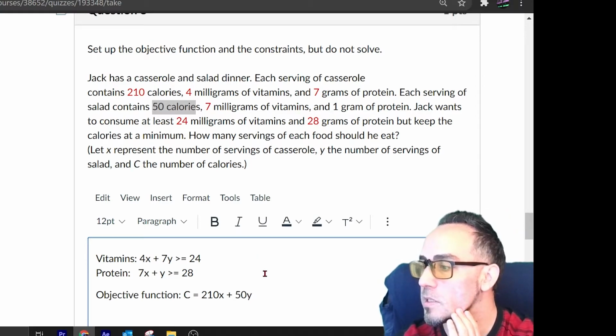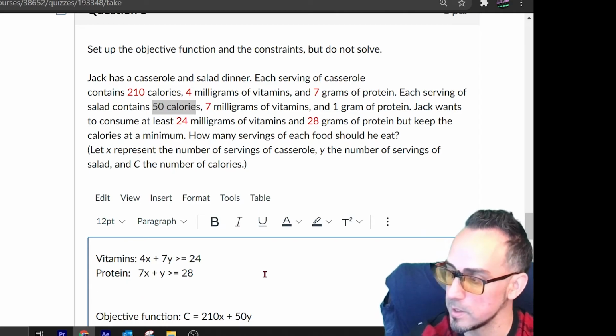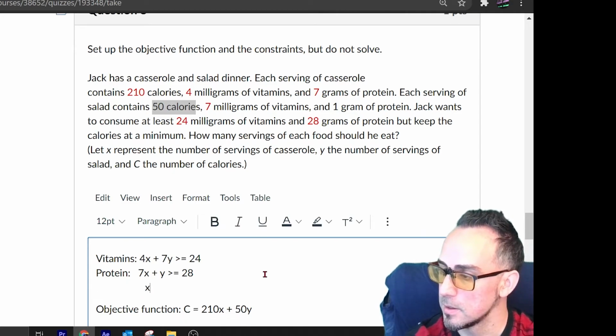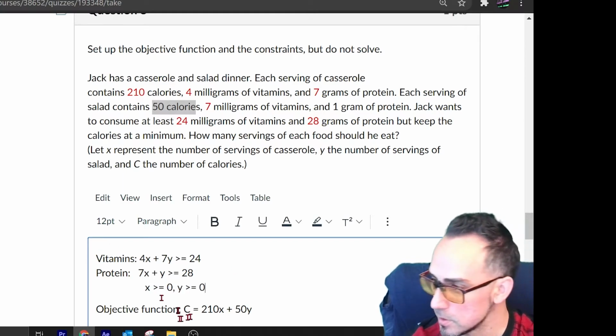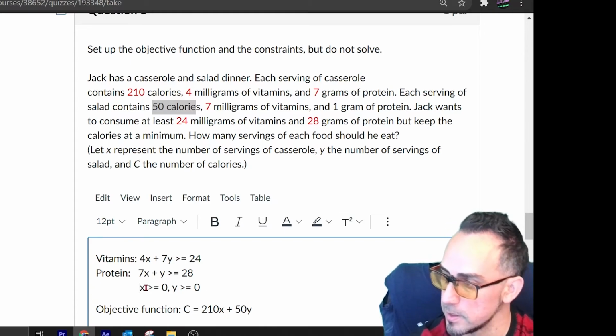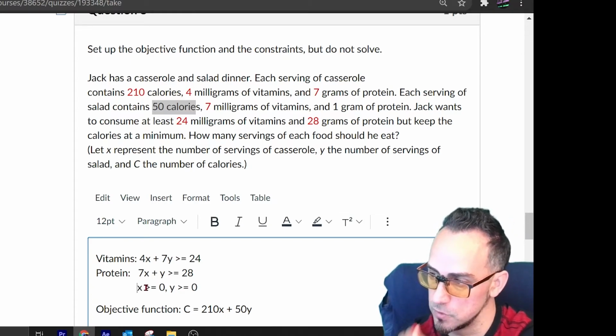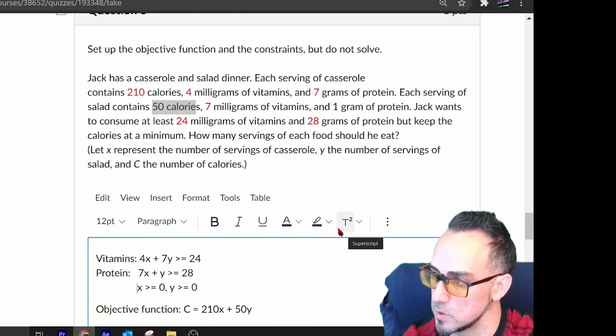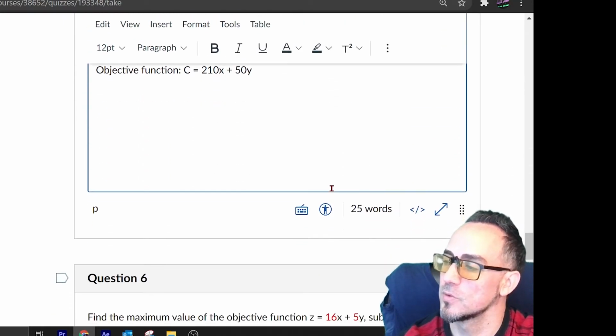It's always good to do the following if you want to get full credit. You should always do this: x greater than or equal to 0, comma, y greater than or equal to 0. You should always do that, right? Because you cannot consume negative amounts of salad or casserole. And that's it. So next question, moving on through.